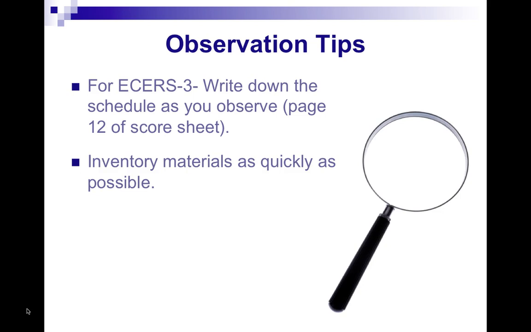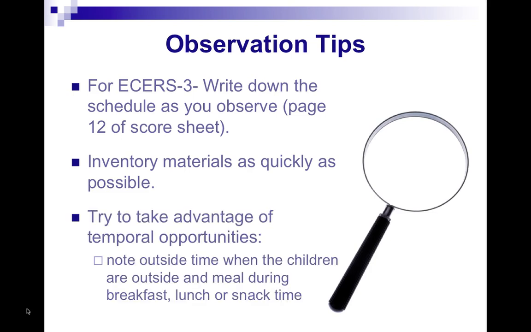Inventory the materials as quickly as possible, no matter which rating scale you're using. And then try to take advantage of those temporal opportunities. So remember, when the children are outside, go outside, take notes outside, and complete the outdoor and gross motor areas during that time that they're outside. And then, of course, when they're inside, if there's a meal, breakfast, lunch, or snack, then you'd want to be writing your notes for the hand washing, possibly the toileting, diapering section, or item, and the meal times, the health practices, and so forth.